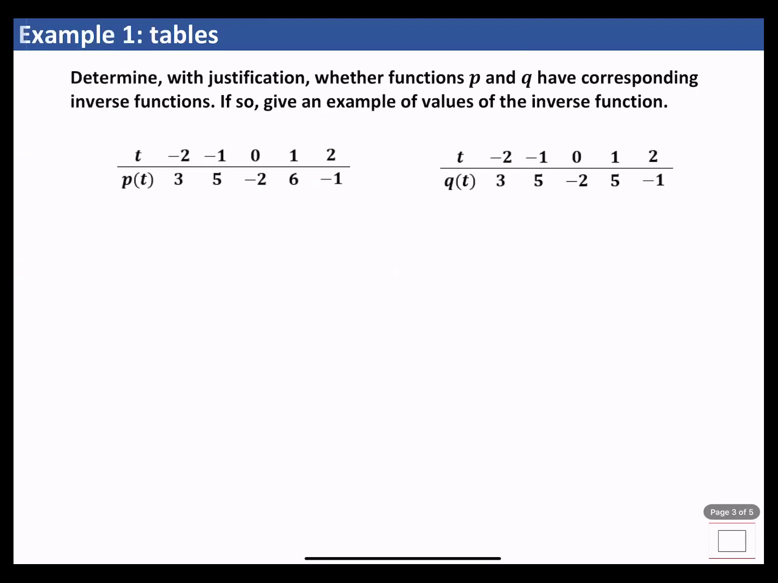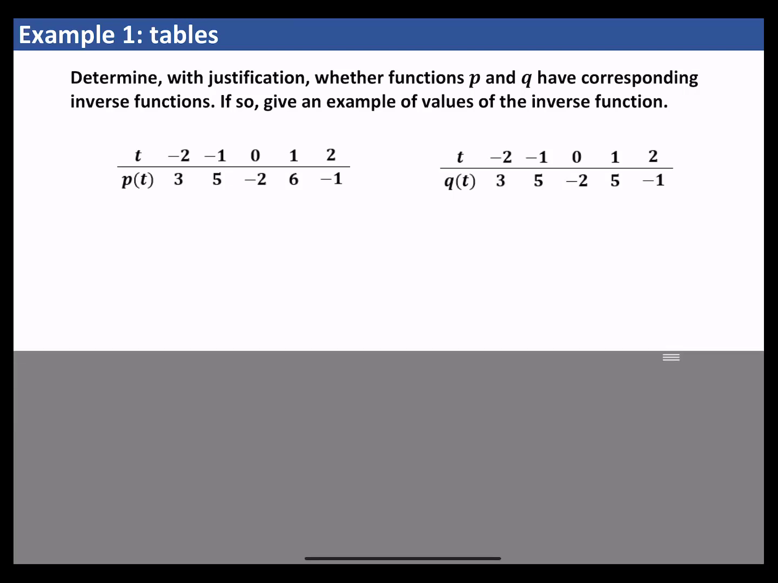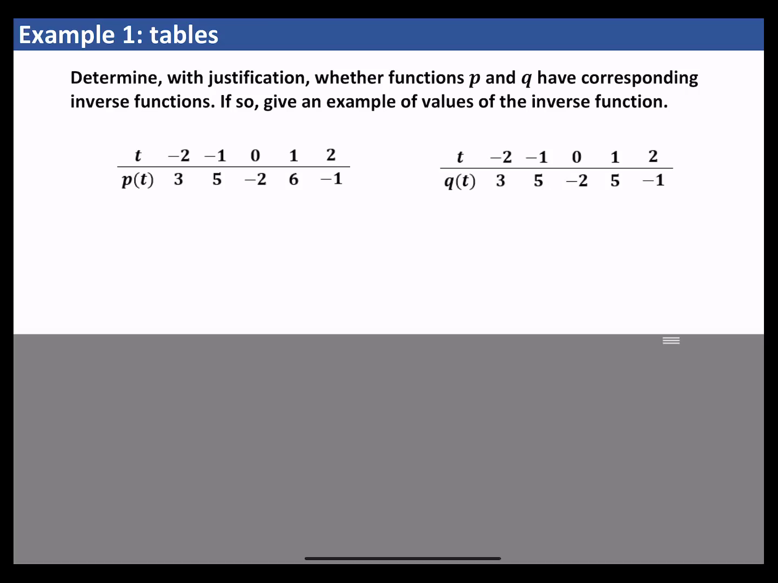So the directions say determine with justification whether functions p and q have corresponding inverse functions, and if so, give an example of values of the inverse function. So first, we know p of t is a function because for any particular input, there's exactly one corresponding output, but in order for p to have an inverse function, we have to reverse the process.